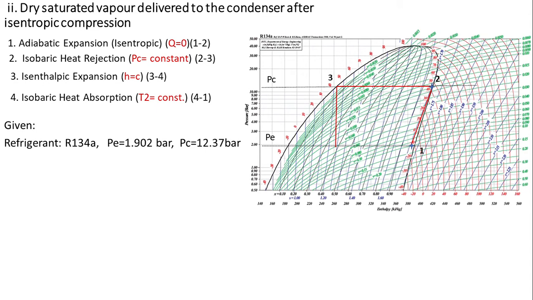So that will be point 4. You can say that that is point 4. So 3 to 4 is the isenthalpic expansion.